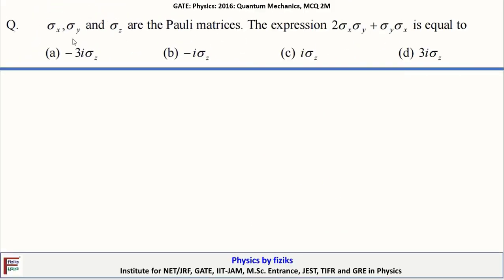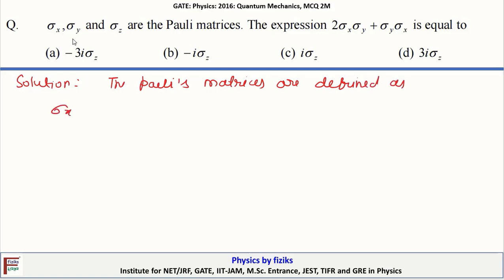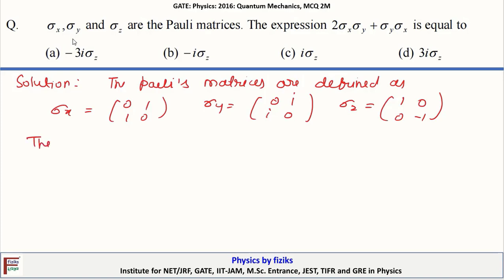Sigma x, sigma y and sigma z are the Pauli matrices. The expression sigma x sigma y plus sigma y sigma x is equal to? Solution. The Pauli matrices are defined as sigma x equals 0, 1, 1, 0; sigma y equals 0, minus i, i, 0; sigma z equals 1, 0, 0, minus 1.